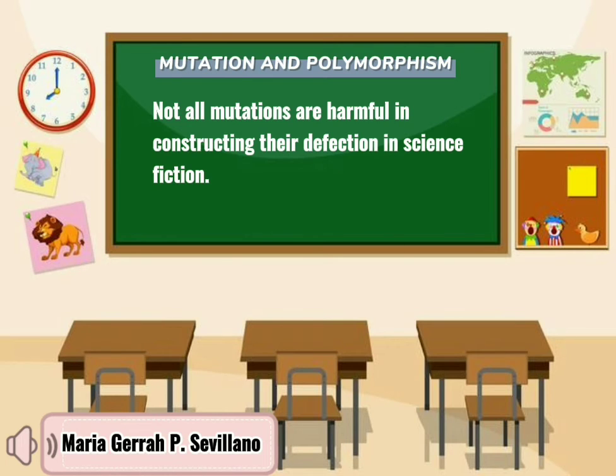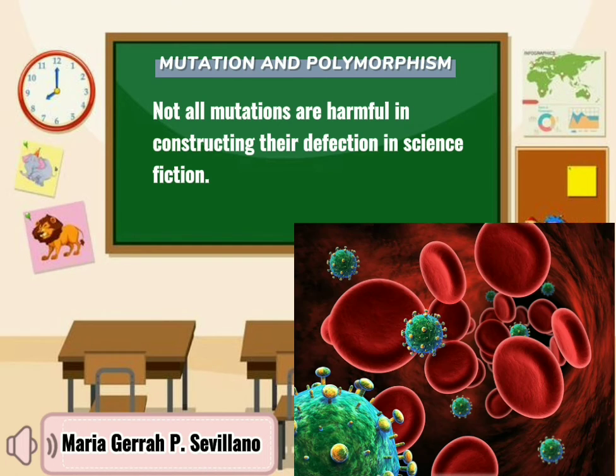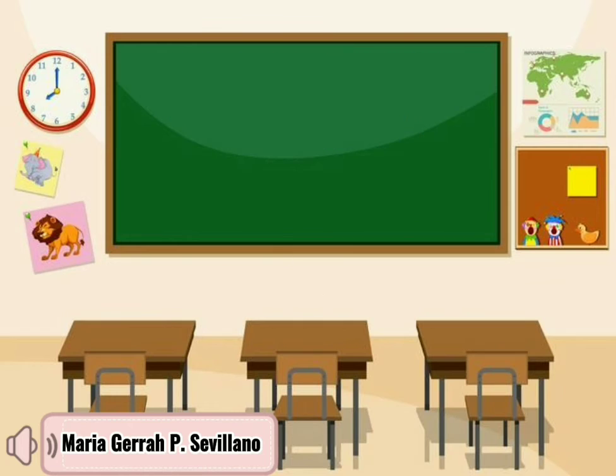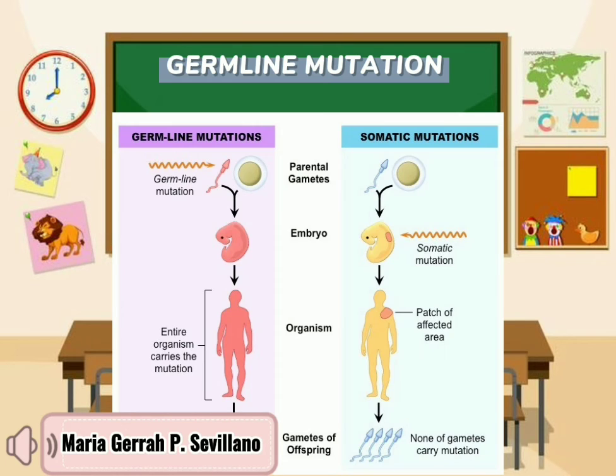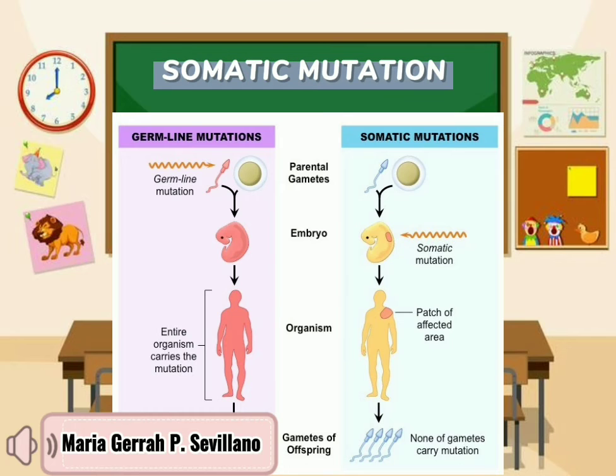Not all mutations are harmful, in contrast to their depiction in science fiction. For example, a mutation protects against HIV infection. In germline mutation, the change occurs during the DNA replication that precedes meiosis. Somatic mutation happens during DNA replication before a mitotic cell division.